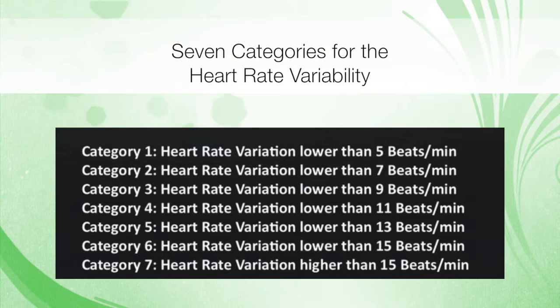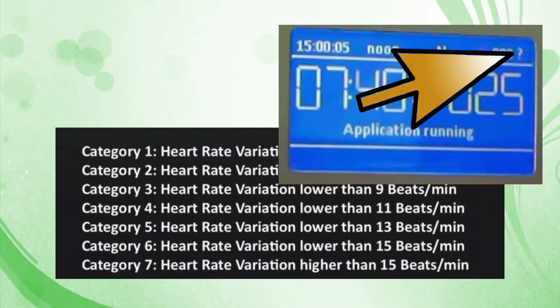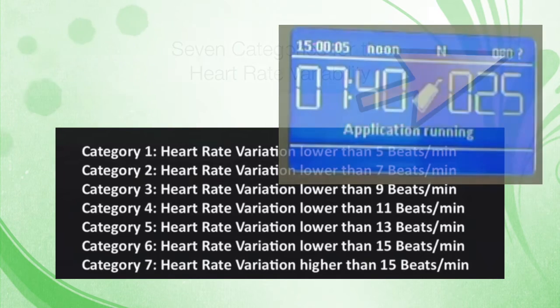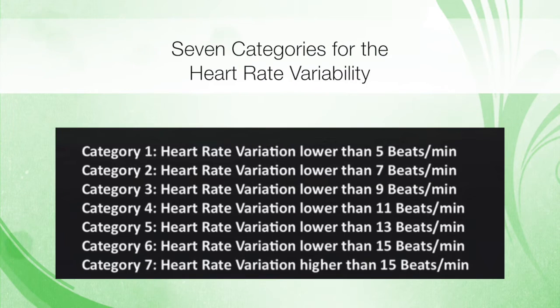So the next slide here, there's basically 7 scores. Once you put the finger sensor on, and you're going to notice a little heartbeat in the upper right-hand corner, after a certain amount of time, the question mark will turn to one of these numbers. It'll be 1, 2, 3, 4, 5, 6, 7.